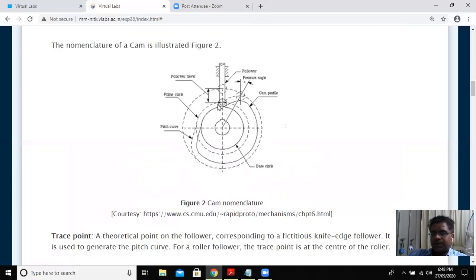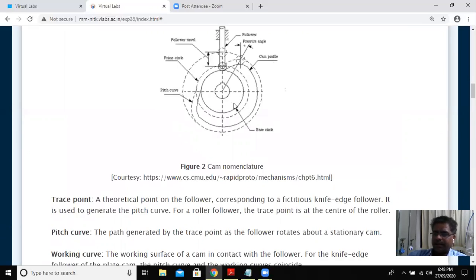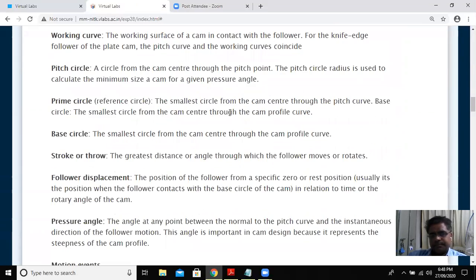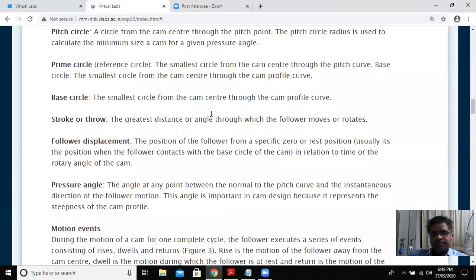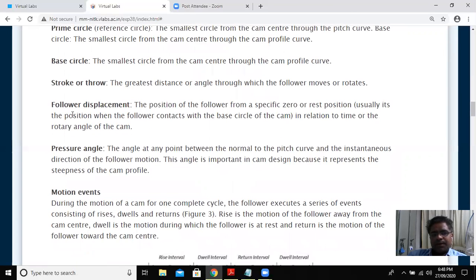So the pitch curve will be offset by the distance equal to radius of the roller in case of a roller follower. And if we are having other types, then say knife edge follower, the base and pitch curve will be the same. Now we are having one more important definition, follower displacement.